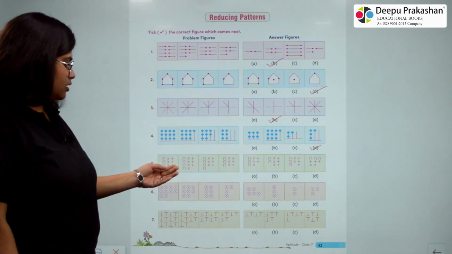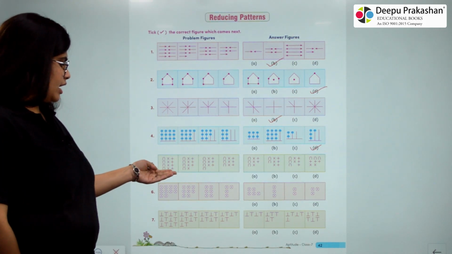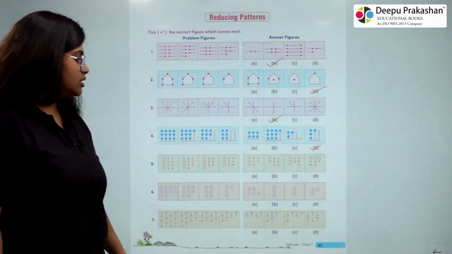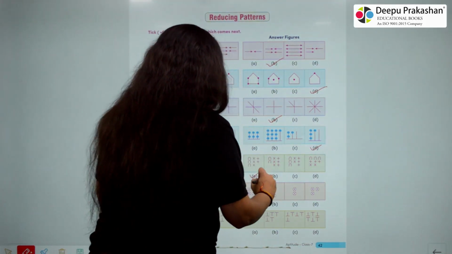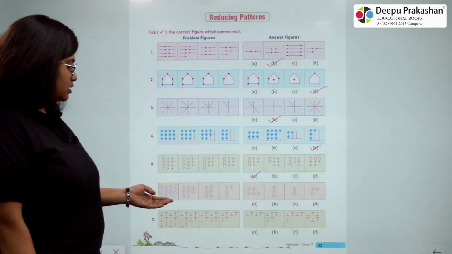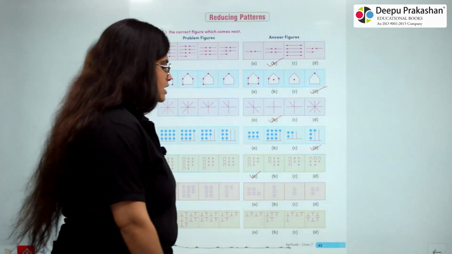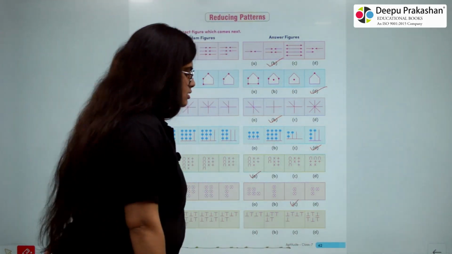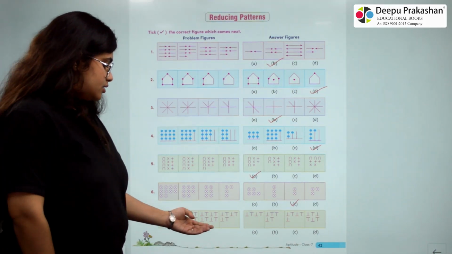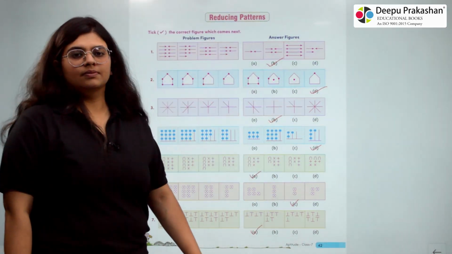5. Here one element is getting removed. Here we have 12, then 11, then 10. So here 9. So the next one will have 8 elements. 6. Here we have 10 figures, then 8, then 6, then 4. So the next one will have 2 figures. 7. Here we have 12 figures, then 10, then 8, then 6. So the next one will have 4 figures. Okay.